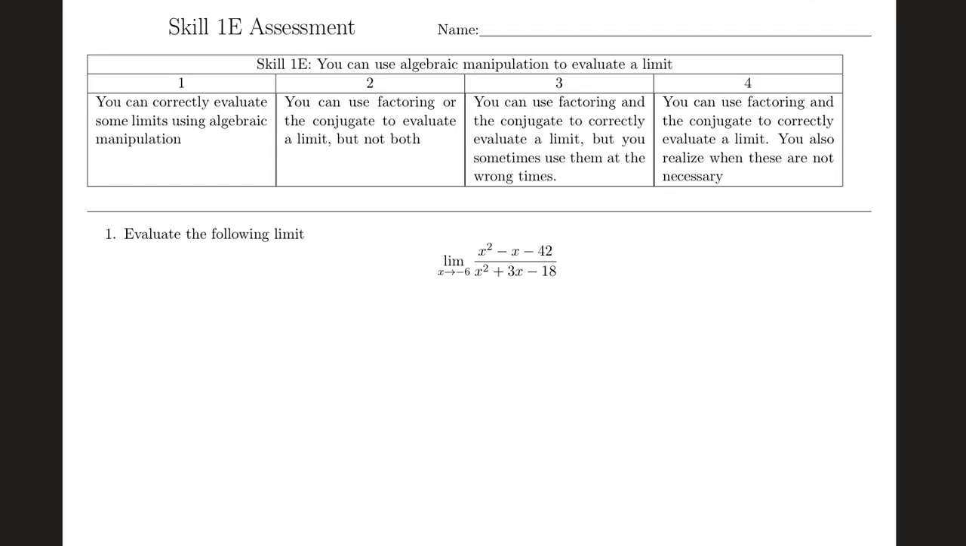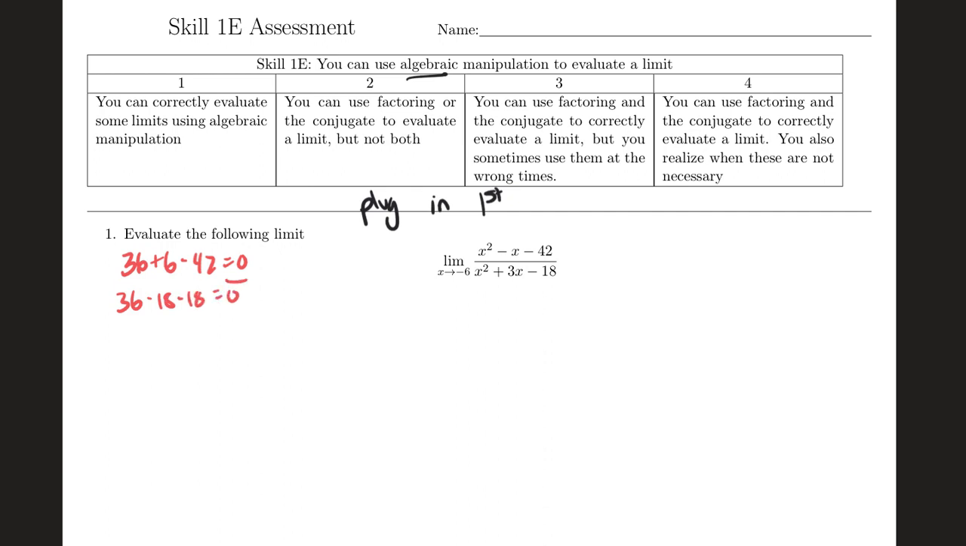Next, we have algebraic manipulation for limits. So the important thing is that when you're dealing with algebra and limits, is always to plug in first. Right? Because if you plug in and you just get a number, that's your answer. So if I were to plug in -6 into this, I'm going to get 36 plus 6 minus 42, and that's 0. On the bottom, I'm going to get 36 minus 18, and that's 0.